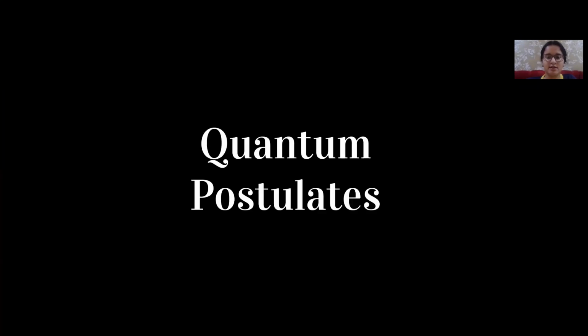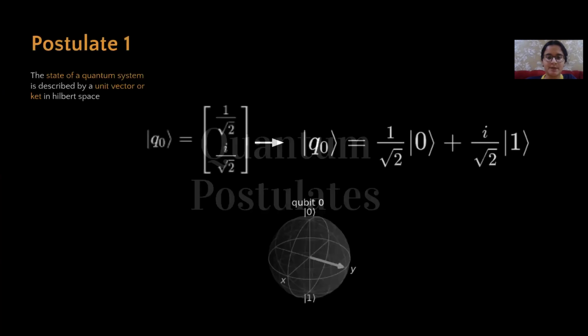Quantum postulates are the ground rules that qubits follow. They basically tell us how we can represent them, transform them, and measure them. So basically, there are 6 of these postulates, and we'll be looking at them one by one.